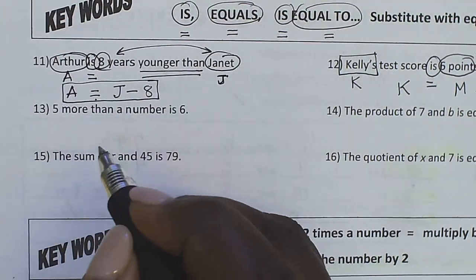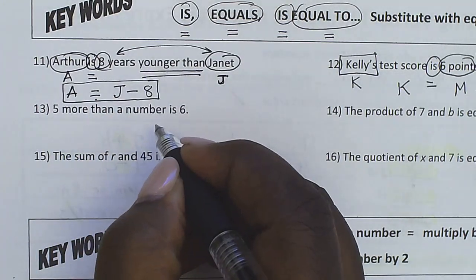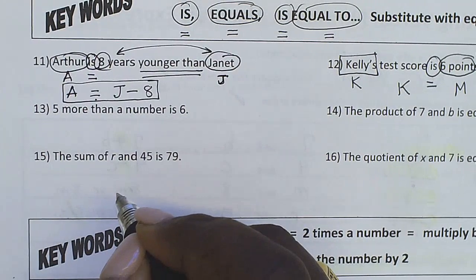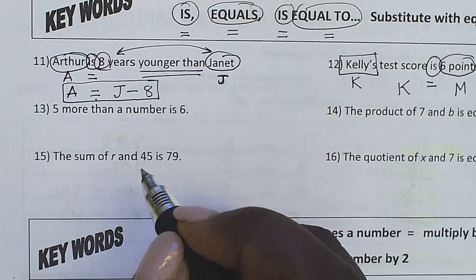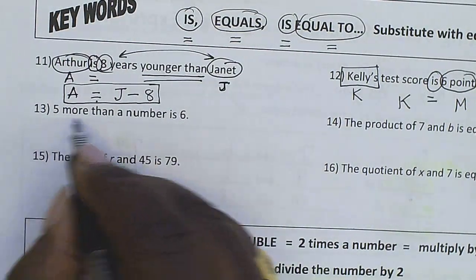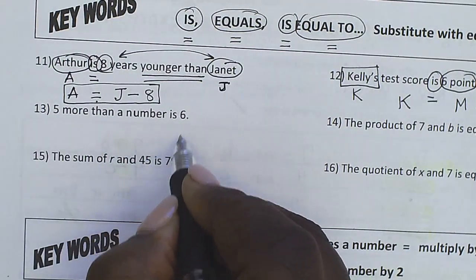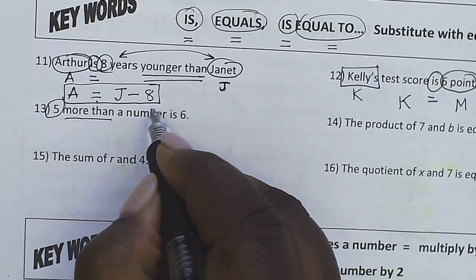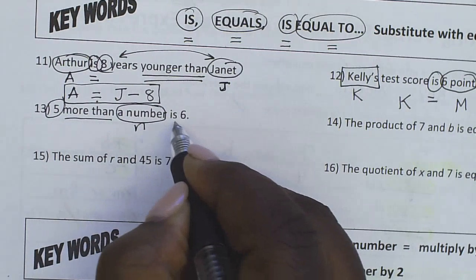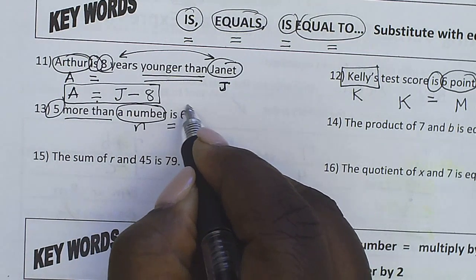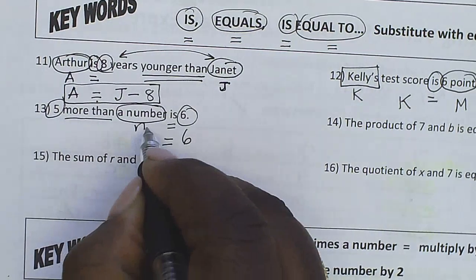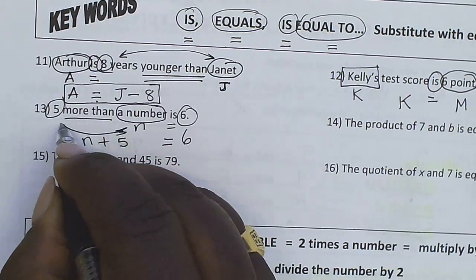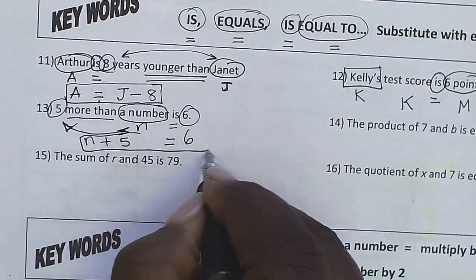Try one more, number 13. 5 is more than. Pause the video and see if you can get these. How did you do? Let's see. 5 is more than a number is 6. So we have 5 more than a number, we can make that n, is 6. So we know that's going to be equal to 6. 5 more than a number, that's just n plus 5 because this is a switcheroo. Okay, so this is our answer.